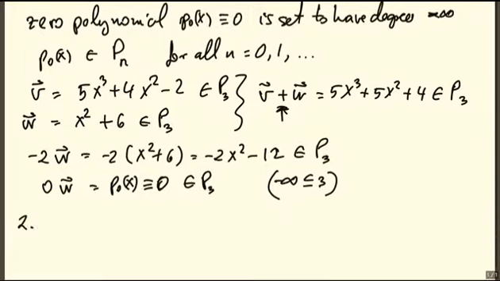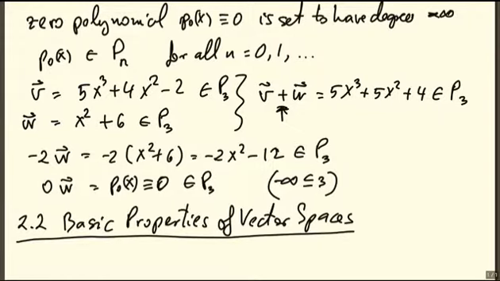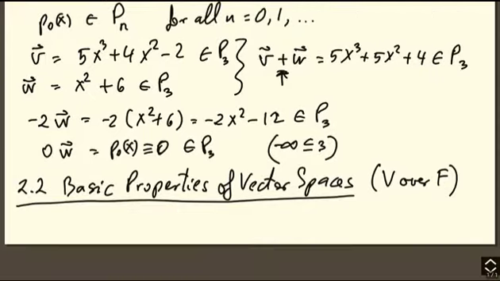Section 2.2, basic properties of vector spaces. So we consider this again in the abstract setting where we have V a vector space over a field F. And again, we consider theorems and proofs.